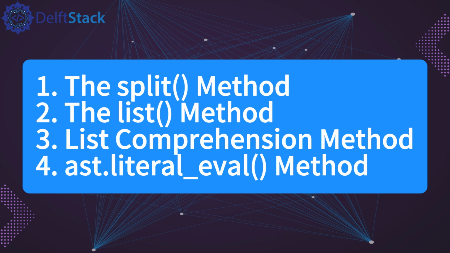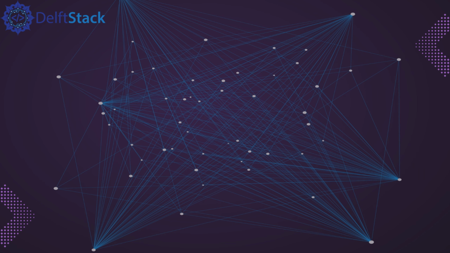In this tutorial, we covered various methods to convert strings into lists in Python, including split, list comprehensions, and ast.literal_eval. Each method is suited for different scenarios, so practice using them to strengthen your Python skills.